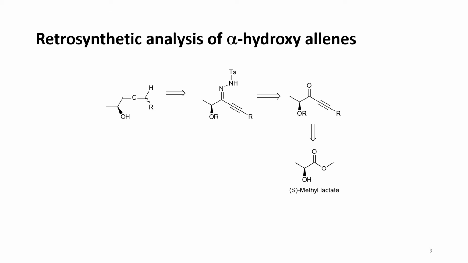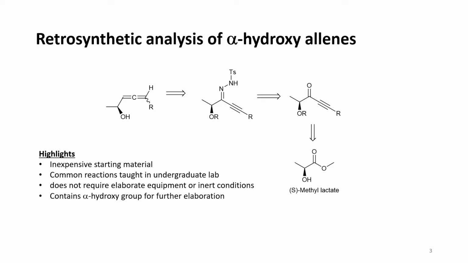Taking a look at the retrosynthesis of this reaction, we will start with the methyl ester of lactic acid that can be converted into a variety of substituted ynones. From there, we will convert the ynone into a hydrazone, and then we will attempt a sigmatropic rearrangement to form the allene. Some good things about this synthesis are that it is inexpensive, pretty straightforward, and involves a lot of common reactions, so it's capable for undergraduate students to accomplish. Also, the alpha hydroxy group that's formed could be further elaborated in some future synthesis.